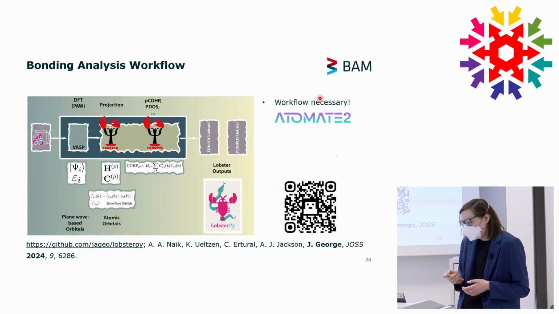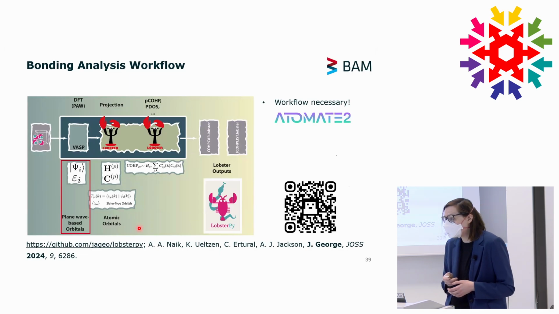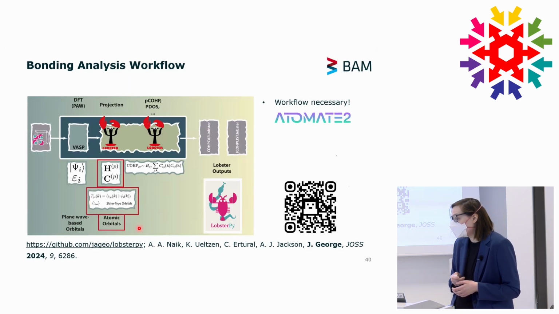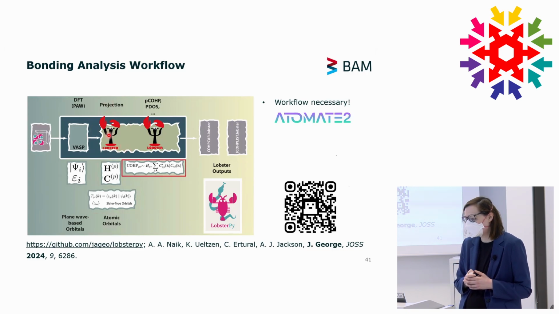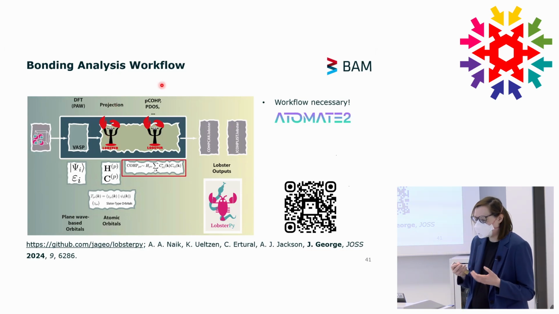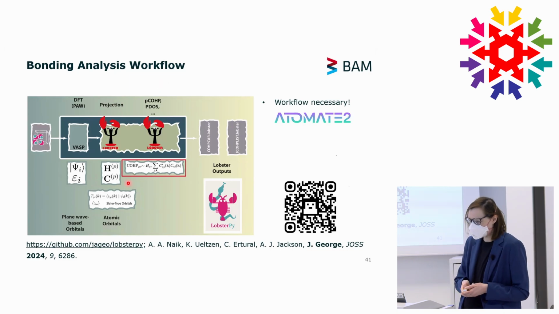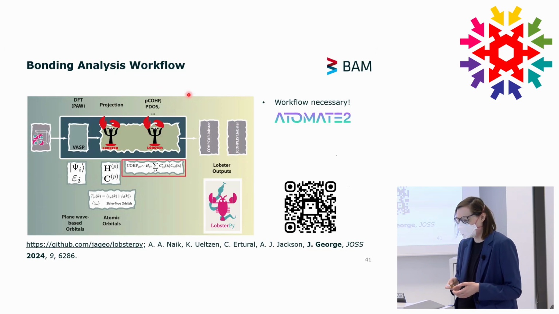To then actually use these bonding properties, we first had to build a workflow, and this is also part of atomate2. We do a DFT calculation, in this case with VASP, with a plane wave-based basis set. And then to get information about bonding, we need to project these plane waves that are delocalized onto atomic orbitals. That's what we're doing with a program that's called LOBSTER. And then with that information, which is now based on the local orbitals, we can compute the Crystal Orbital Hamilton Population and then use this for machine learning.